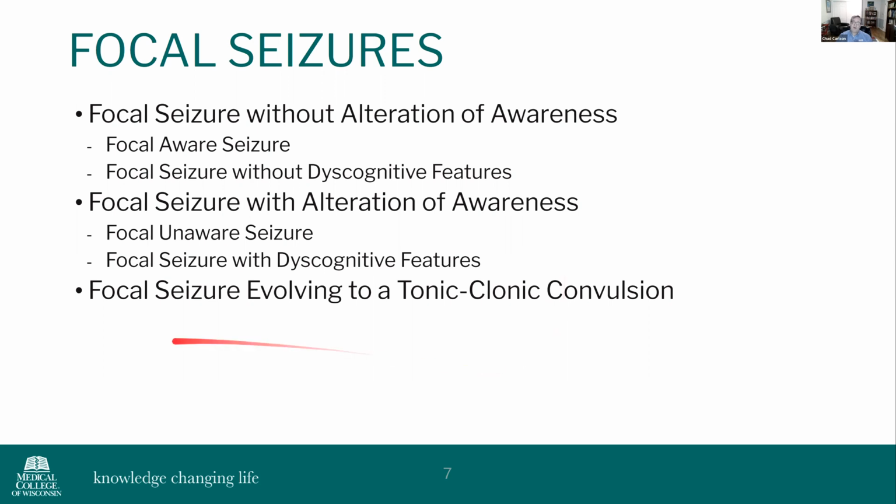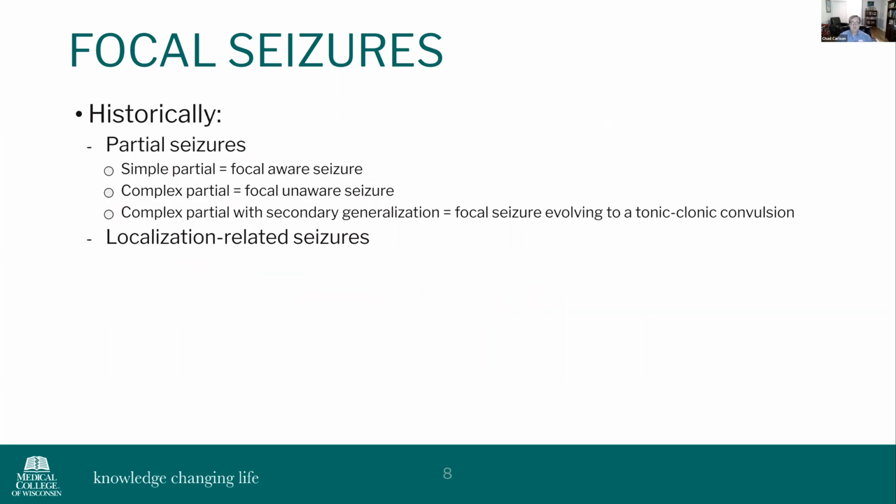The final group of focal seizures are what we call focal seizures evolving to a tonic-clonic convulsion. So this is the seizure that evolves to be that shaking of the arms and legs, what people often refer to as a grand mal seizure. That's an older term that we've tried to move away from. So these are seizures that start out as a focal seizure, but eventually spread to involve the whole brain.